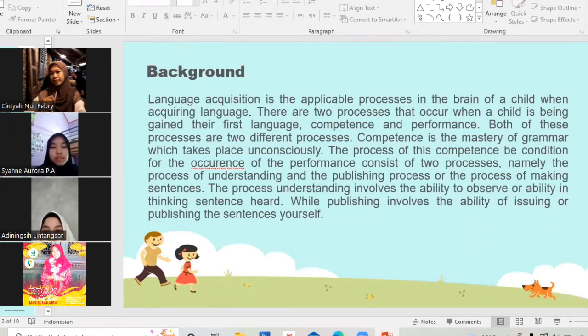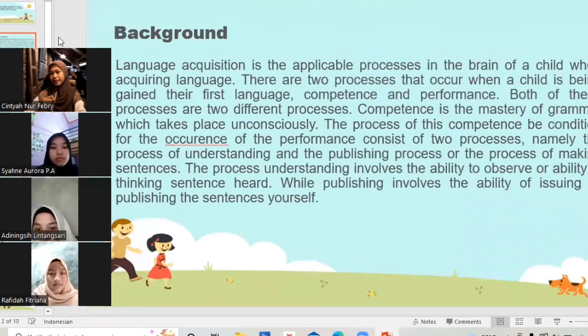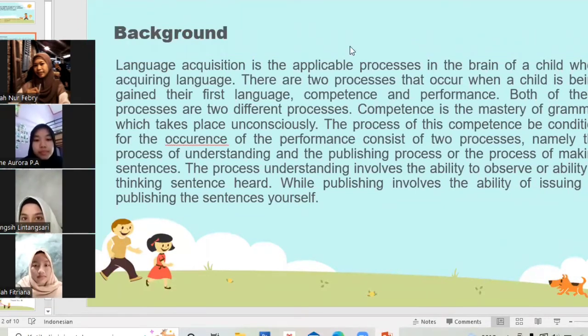Language acquisition is the process in the brain of a child when acquiring language. There are 2 processes that occur when a child is acquiring their first language, competence and performance, but these are 2 different processes. Competence is the mastery of grammar, which takes place unconsciously.